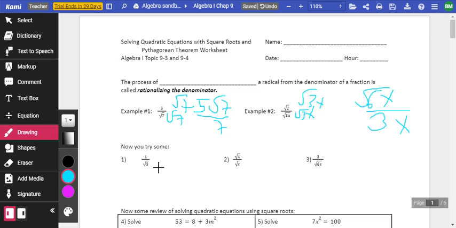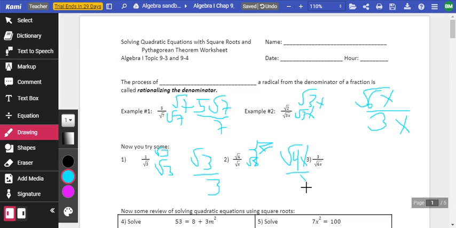We can do it for number 1 as well. We're going to multiply square root 3 times the top, square root 3 times the bottom, and we get the square root of 3 over 3 times 3 is 9. Square root of 9 is 3. Number 2 here, this is the last one I'm doing. We multiply square root x on the bottom, square root x on the top, and we get the square root of 4x over x.